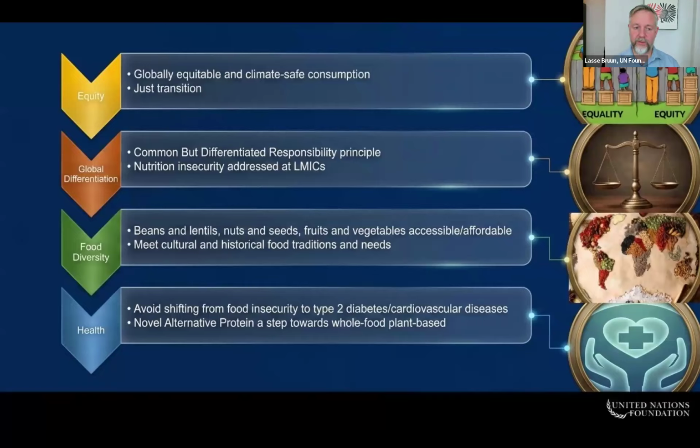We also really need to focus on the common but differentiated responsibility principle, which essentially means that those who have the biggest responsibility for pollution, or in this case, livestock production, are the ones who have to move the most and the fastest. Essentially, it's the polluter pays principle applied to climate more at large, and particularly in this case to livestock. And also we have to make sure nutrition insecurity is addressed in low and middle income countries. We cannot have a conversation talking about less in countries that are plagued by nutrition insecurity, stunting, hunger. They don't want to hear about less, and understandably so. So we need to talk about nutrition security in the same way.